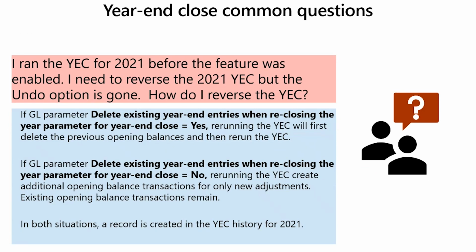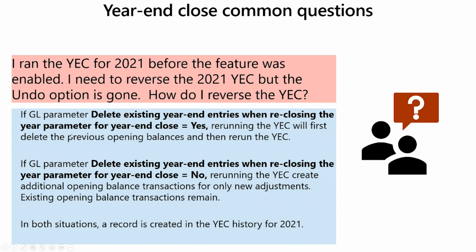Okay, the next question we hear often about the new feature is: I ran a year-end close, and let's just say for 2021, it could be for another year also, before the feature was enabled. I now need to reverse the 2021 year-end close, but the undo option is gone. How do I reverse the year-end close? The answer to this is you actually just rerun the year-end close. And what will happen is one of two things.